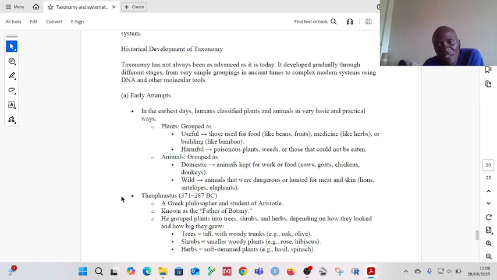The domestic ones are those that can be kept. Then the wild animals were those that were dangerous or those that were hunted for either meat or skin.